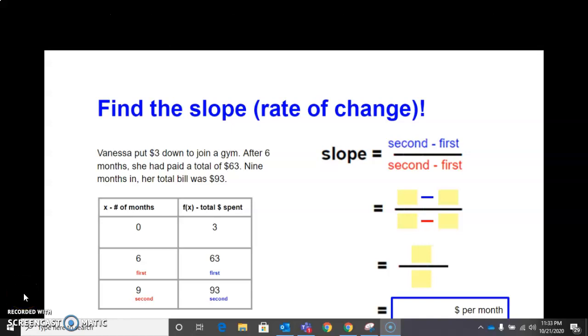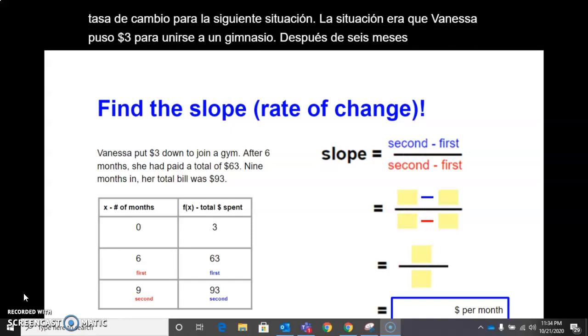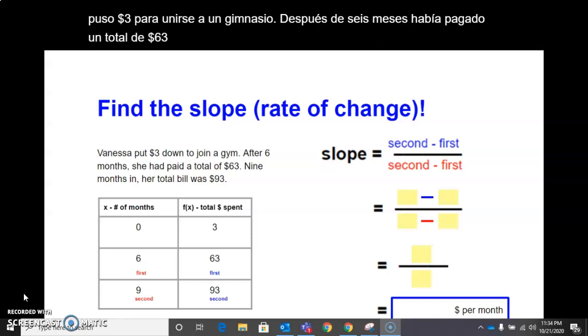For your warm-up, you were supposed to find the slope or rate of change for the following situation. The situation was this. Vanessa put $3 down to join a gym. After 6 months, she had paid a total of $63. 9 months in, her total bill was $93.